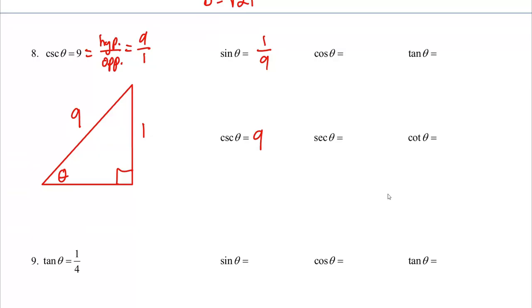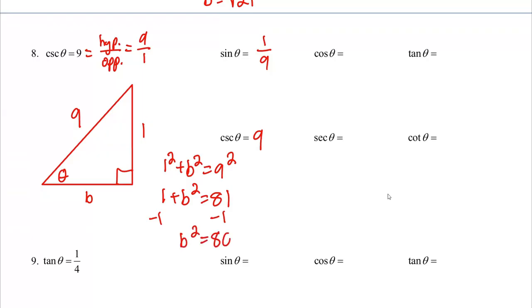Okay. So again, we have to find this missing side. So we'll do 1 squared plus b squared equals 9 squared. So we'll have 1 plus b squared equals 81. We'll subtract 1 from both sides. So b squared is equal to 80. And then we will take the square root of that. Now, we'll get that b is equal to the square root of 80. Can I simplify that? Yes, I can.